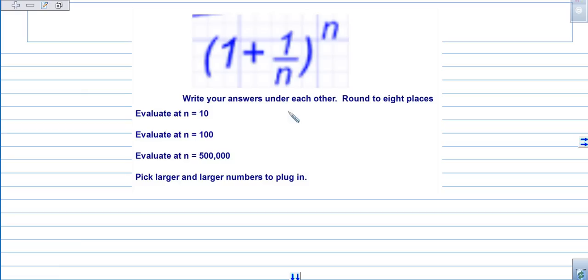Alright, so just using your calculator, take a moment, and I want you to just type this part in, and then everywhere you see the letter N, I want you to plug in 10, then do 100, then do 500,000, and then pick larger and larger and larger numbers. But make sure you round to 8 decimal places. So there's 10. We'll just put the answer right next to each other and go. And just keep going 8 decimal places. So you should try 1,000,000.